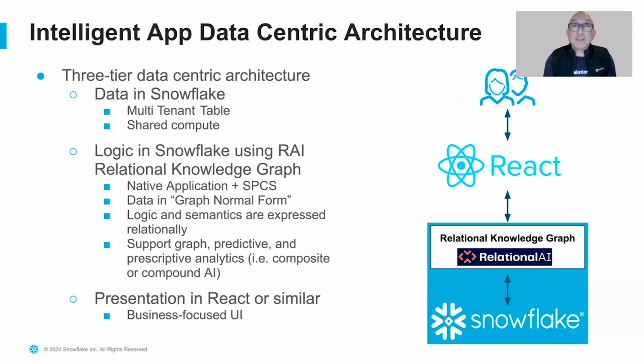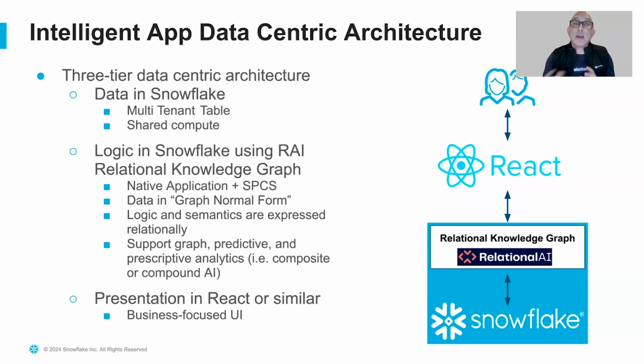The architecture we're talking about today is more data-centric. It's still a three-tier architecture where the data is in Snowflake, but the logic is also in Snowflake, implemented using relational AI's relational knowledge graph. And so this relational knowledge graph is a native app running on Snowpark Container Services inside Snowflake, and it creates and organizes data as a set of relational views or dynamic tables on the underlying data in Snowflake.